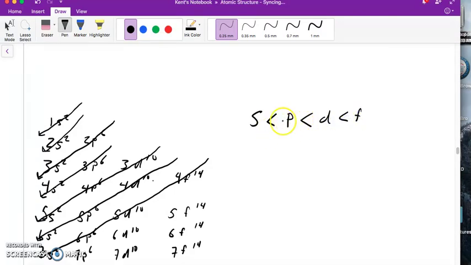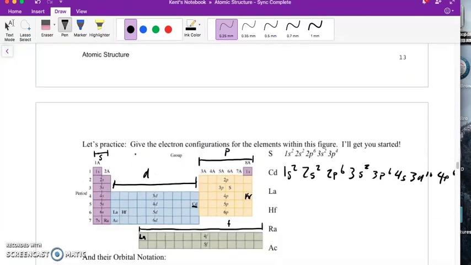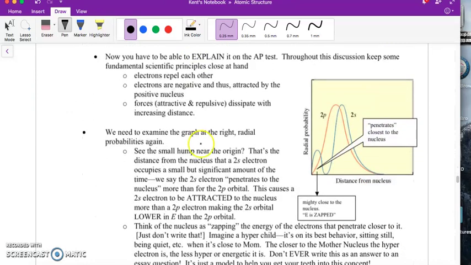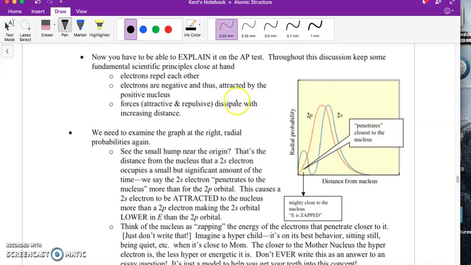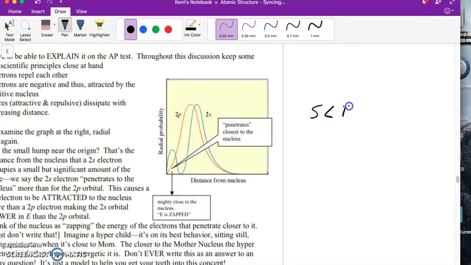And I want to talk about why this is the case. And to do that, we're going to have to look at some graphs here. Okay, and they're right here. So the AP exam will ask you to provide some sort of explanation for why S is the lowest energy subshell. Why is P the next lowest energy? Why is D? So that's saying, I'll write it over here just again. S lower than P, lower than D, lower than F. They'll want you to provide some explanation for this. And the reason has to do with the probability of finding these electrons.